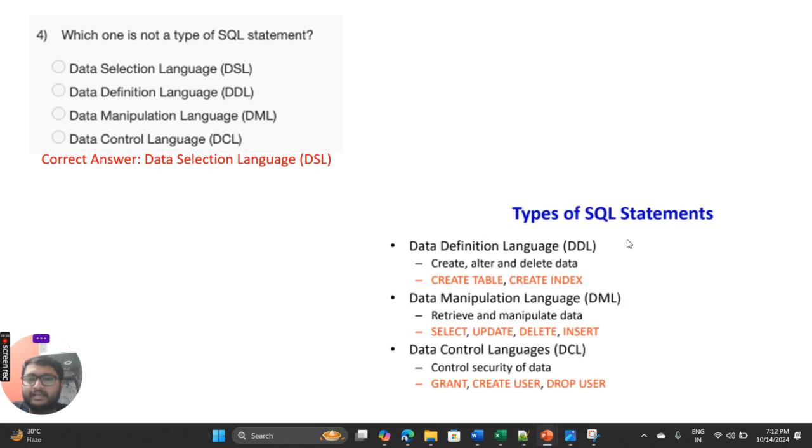So it's like definition. If you go through this PPT, you will find that under the definition language you have tools like create table or create index. Then under the manipulation language, select, update, delete, or insert, and in the control language you have grant, create user, and drop user. So the correct option here is the data selection language, DSL.